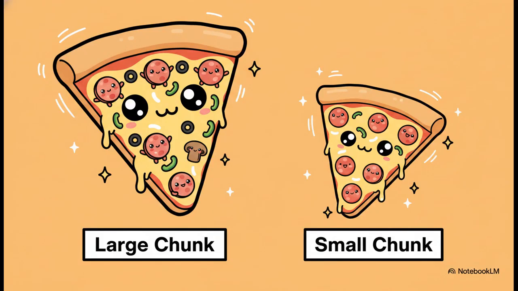Okay, now for chunk size. And honestly, the pizza slice analogy is just perfect here. A large chunk is like a big slice of a supreme pizza. It's got a little bit of everything, right? Lots of different toppings. This gives you more context. A small chunk, on the other hand, is like a single topping slice. It's very specific, very focused, which is awesome for precision. Which one you want really just depends on what you're trying to do.